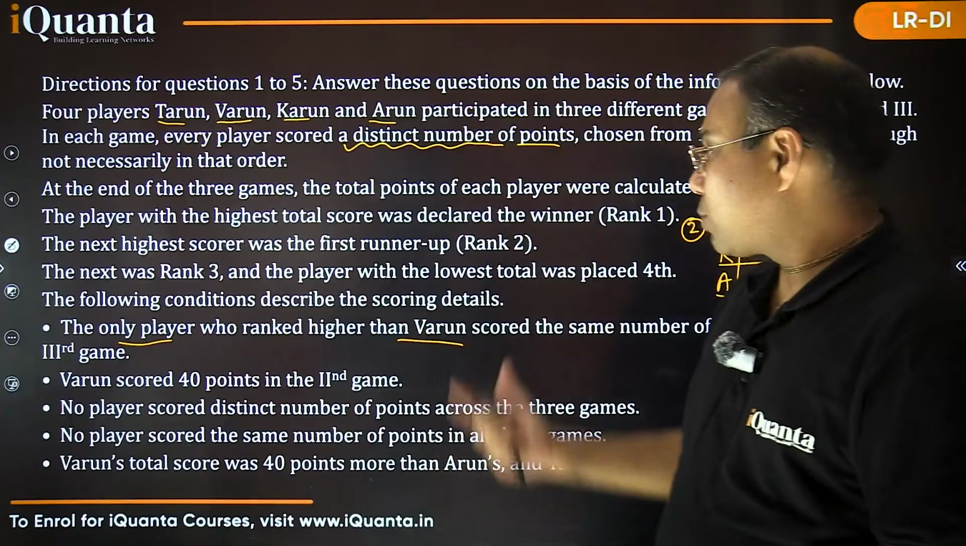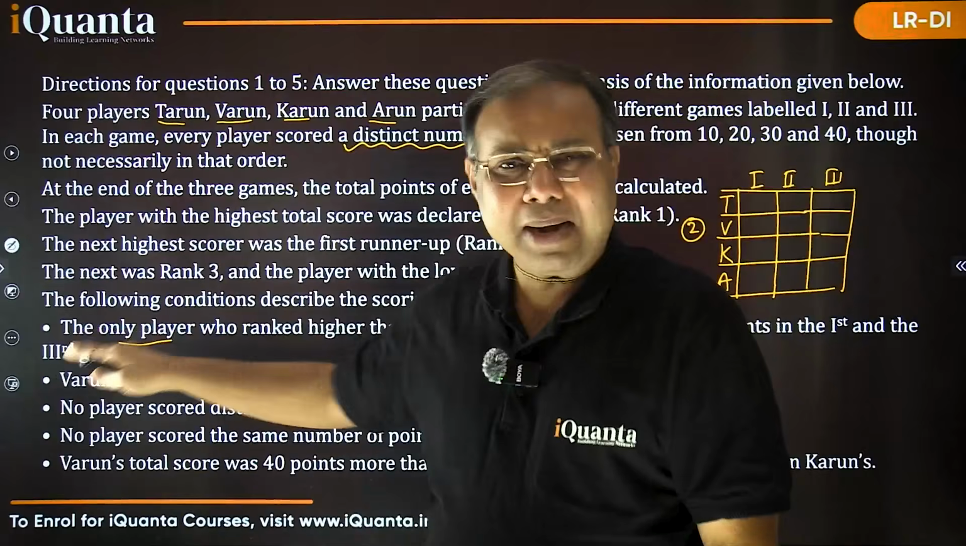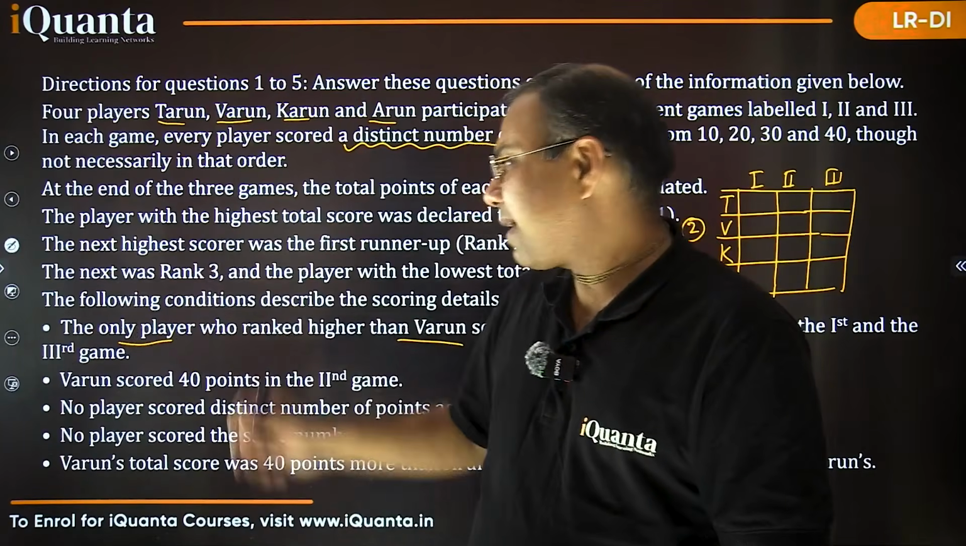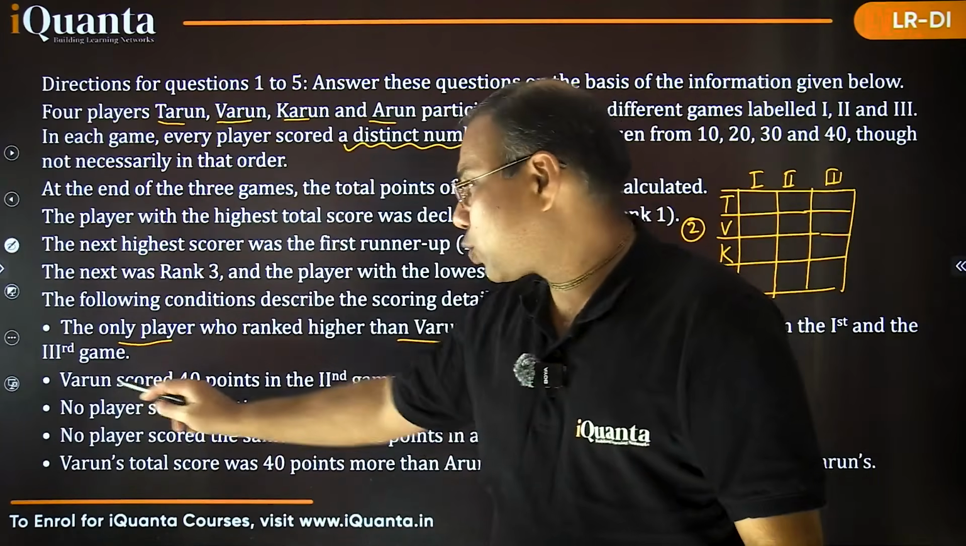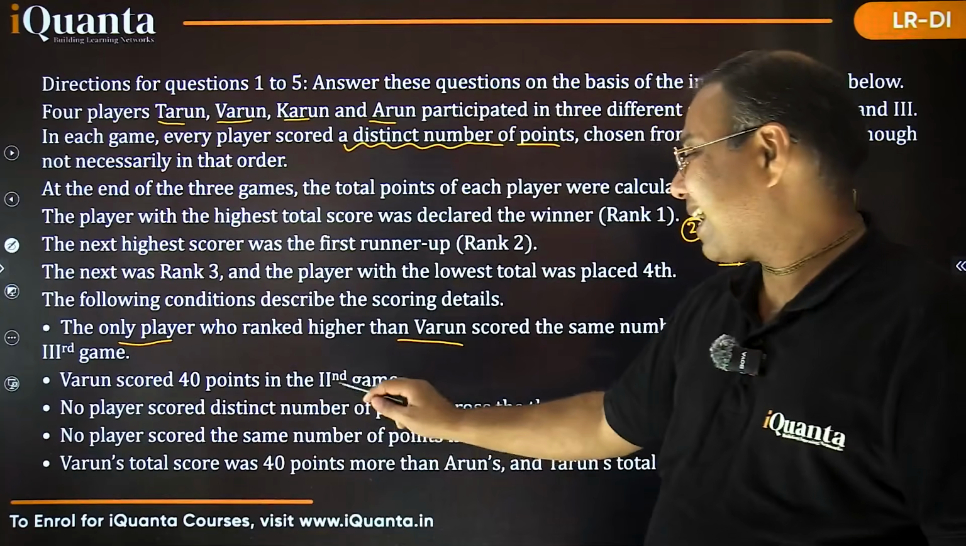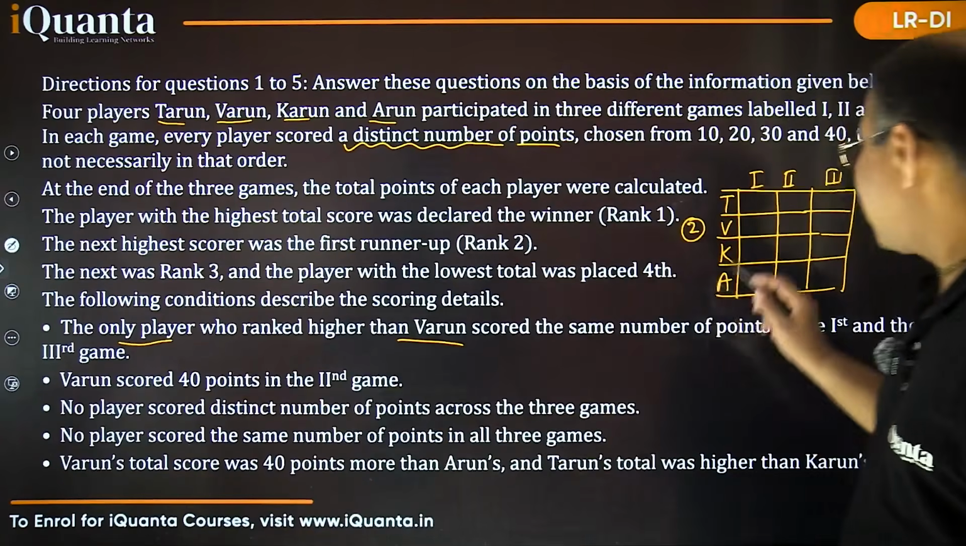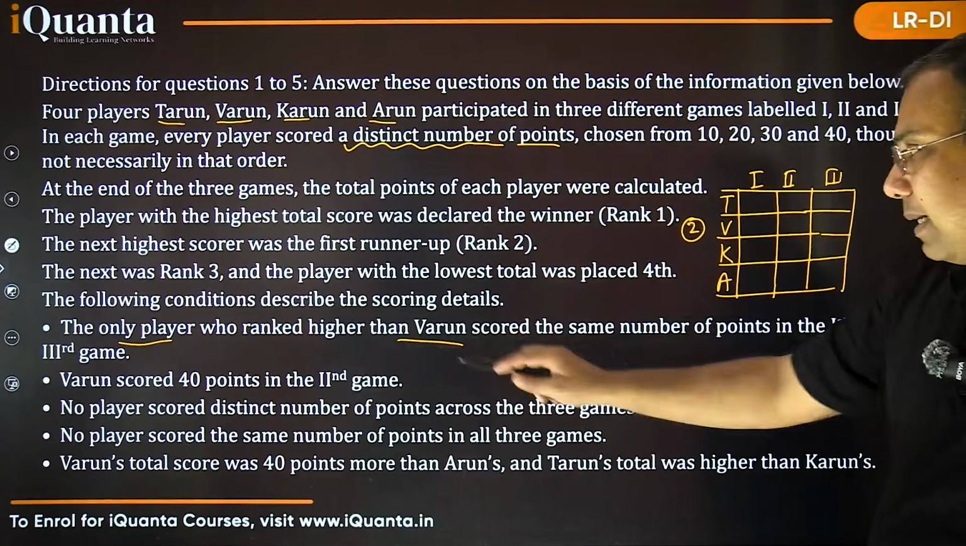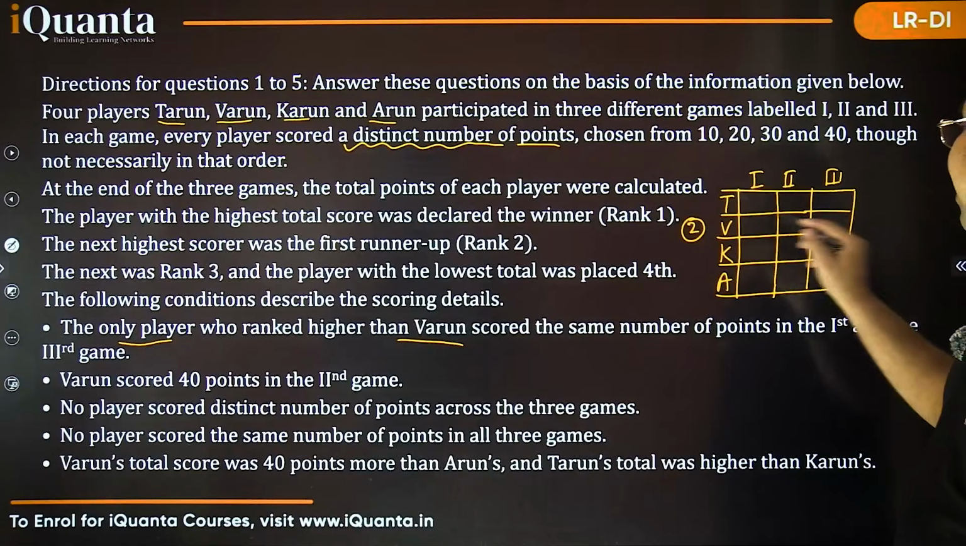Okay, but who this person is, we don't know, so let's keep it pending. I'm not ticking it, so it is still pending. Let's move further. Now Varun scored 40 points in the second game. Remember, 40 is the highest point in the second game.